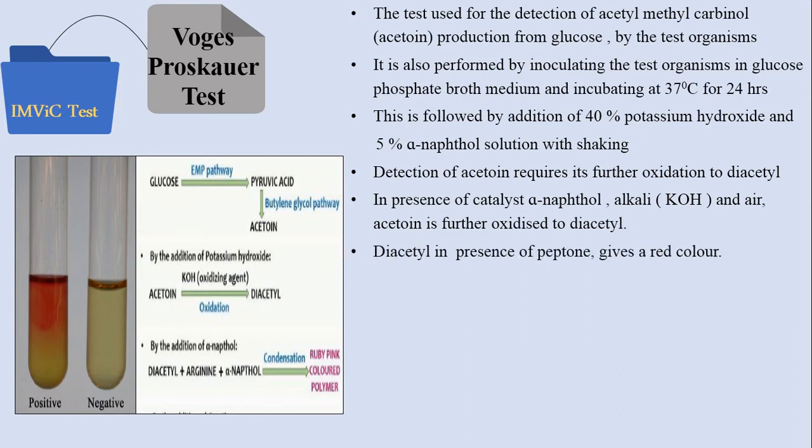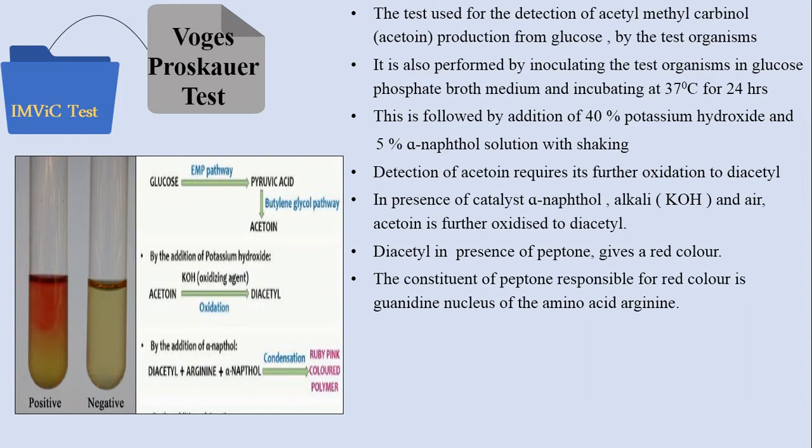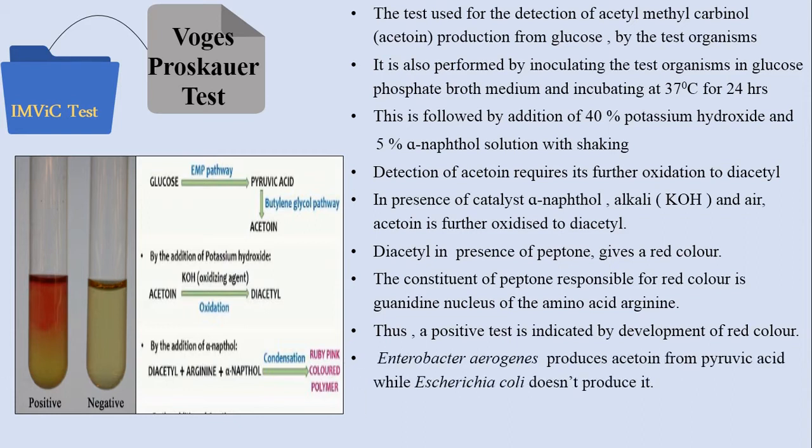The so produced diacetyl gives red color in presence of peptone, and the constituent of peptone that is responsible for the development of red color is the guanidine nucleus of an amino acid arginine, which is present in the peptone. And therefore, the positive test is indicated by the development of the red color. The organism Enterobacter aerogenes produces acetone from pyruvic acid, while Escherichia coli does not produce it. That means this test is given positive by Enterobacter aerogenes while negative by Escherichia coli.